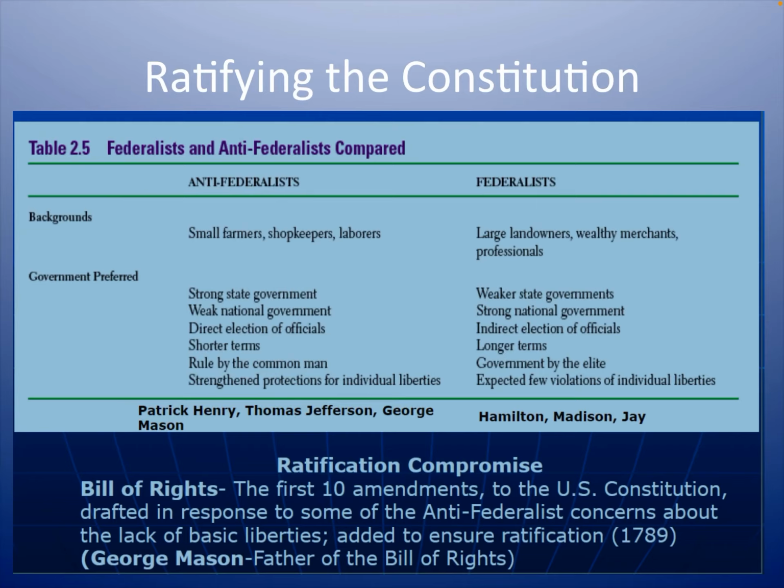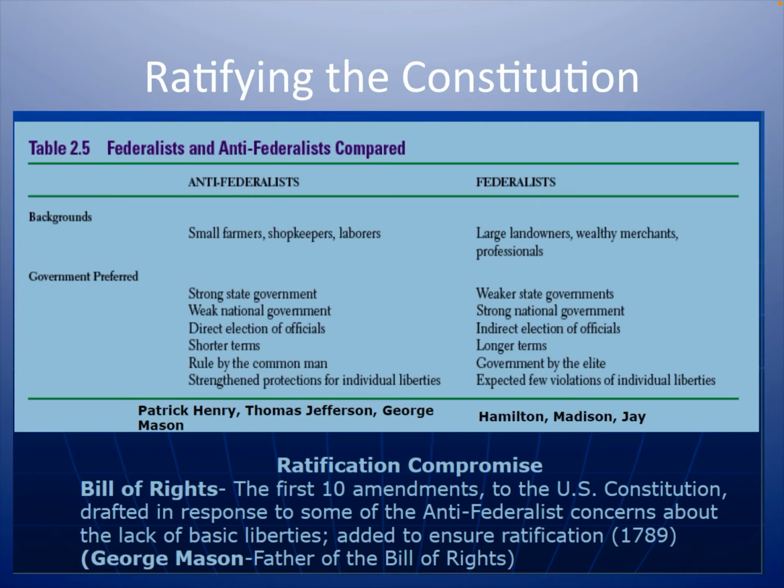The Federalists, on the other hand, are going to be large landowners, wealthier merchants, professionals, those who have strong educations. They're going to be in favor of weaker state governments and a stronger national government. They are going to want indirect election of some officials. So, for example, the way that senators used to be elected was people within states would elect people to their state legislatures, so to their state Congress.